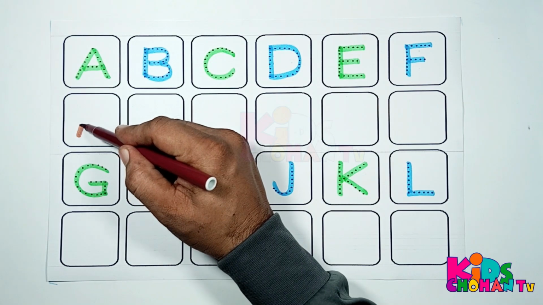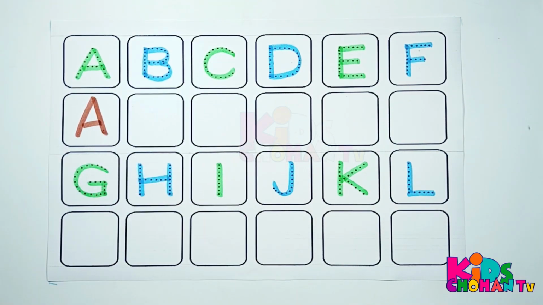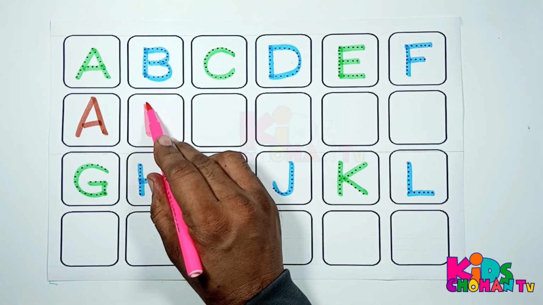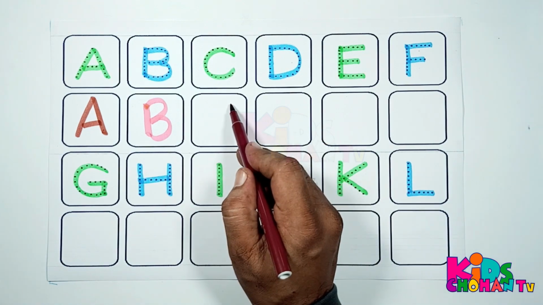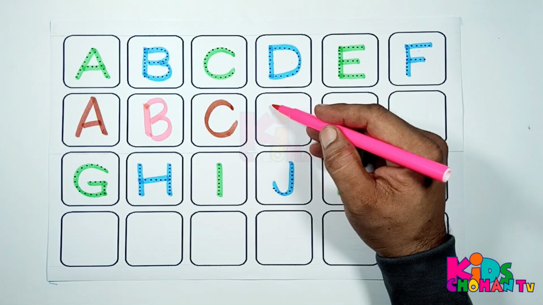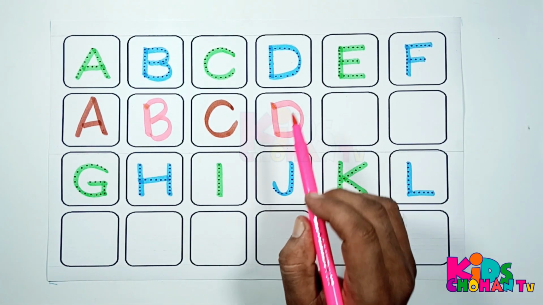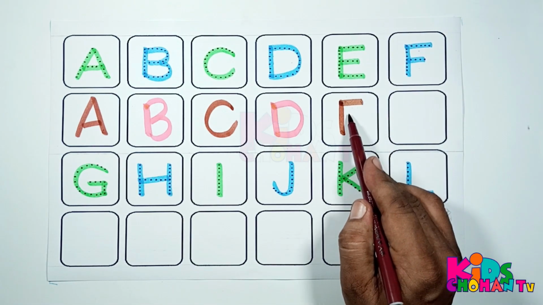Kids, we are writing letter A. Now we are writing letter B. B. This is letter C. C. Now we are writing letter D. D. This is letter E. E.